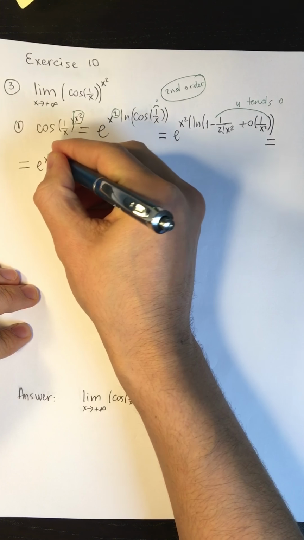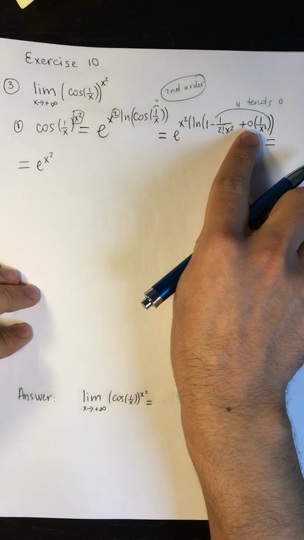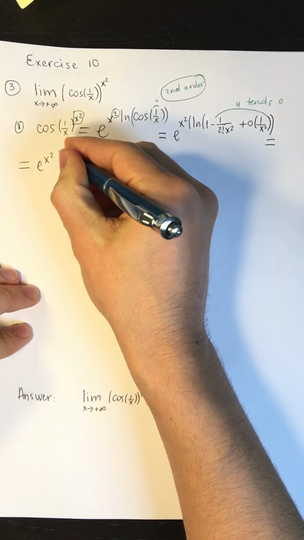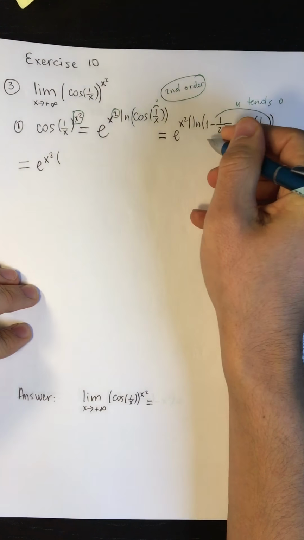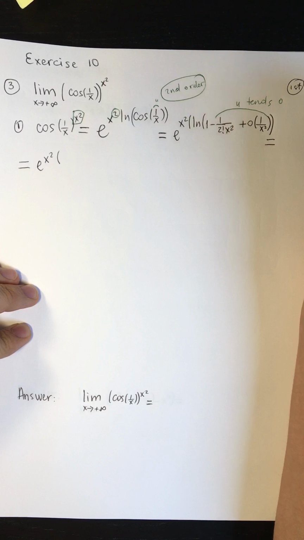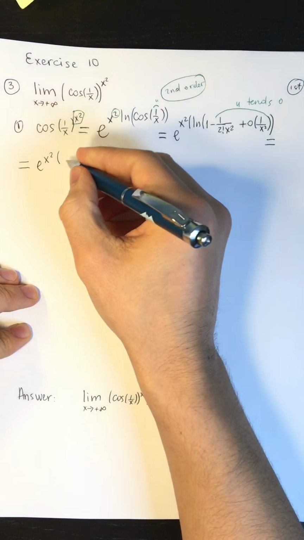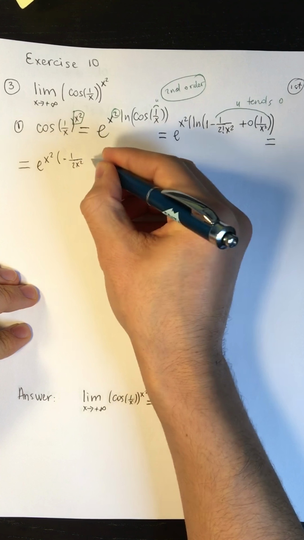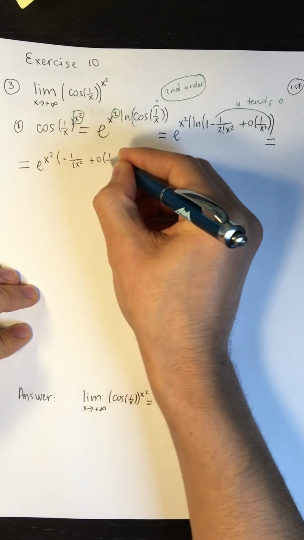So you write x squared. If you use the formula for ln, you just take the first order because it's x squared. So for ln, you take the first order here first. Okay, and now if you take the first order, it's minus 1 over 2x squared plus O(1 over x squared).